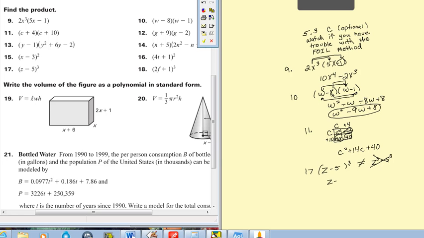So I need to write this all out. C to the 5th times z to the 5th, or minus 5, times z minus 5. And then, just like in class, I would use the FOIL method for these first two, and then take that one and multiply by each of the terms here.